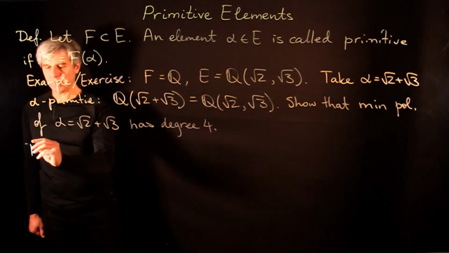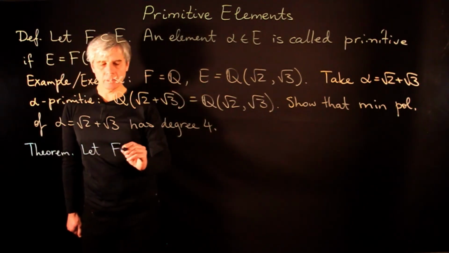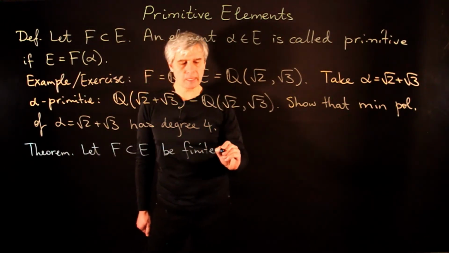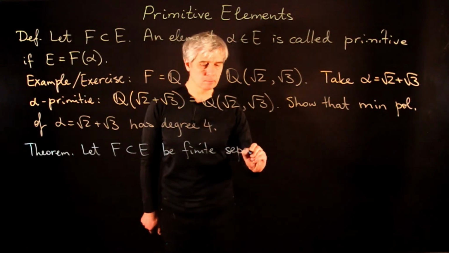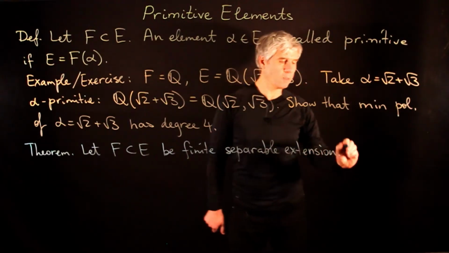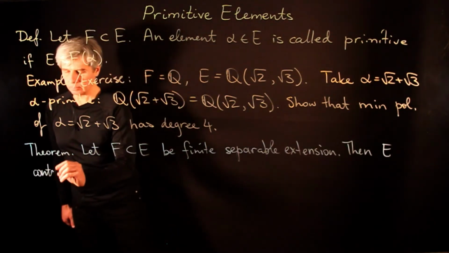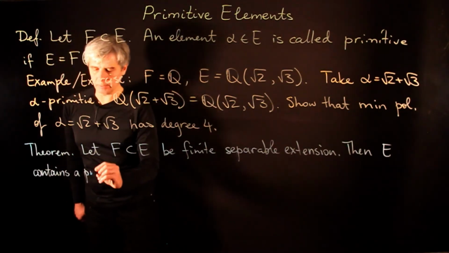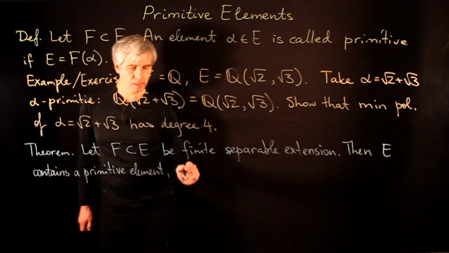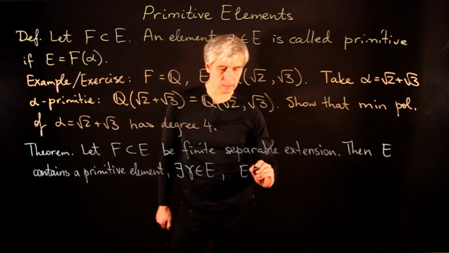And now we state our main theorem. Let E be a finite and separable extension. Then E contains a primitive element. That is, there exists gamma in E such that E is equal to F of gamma.